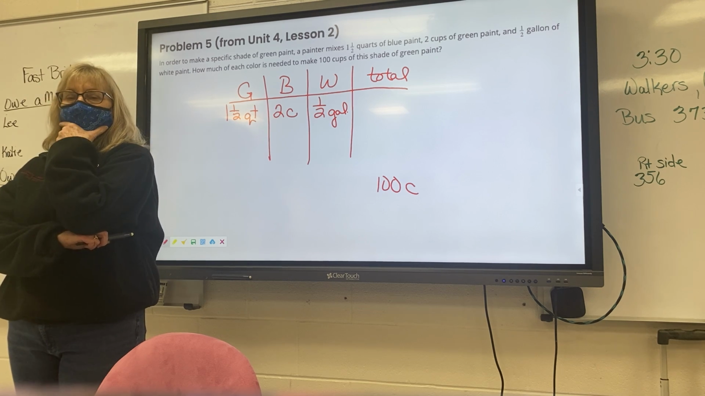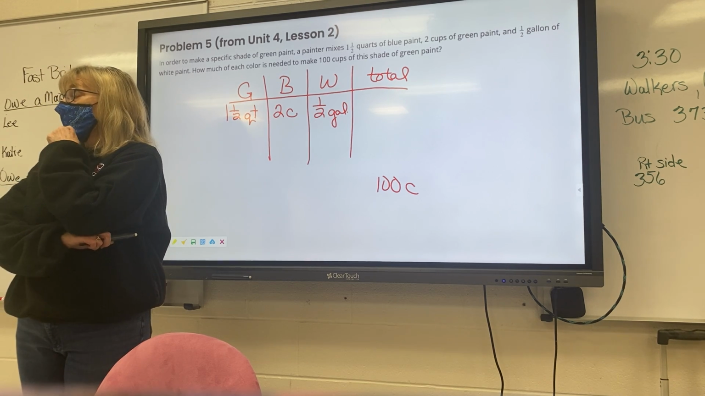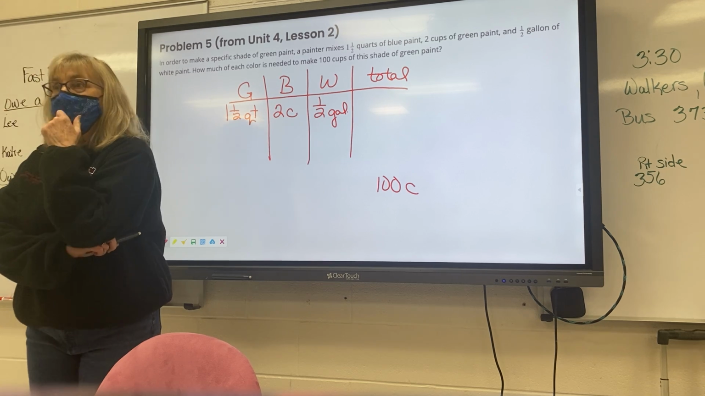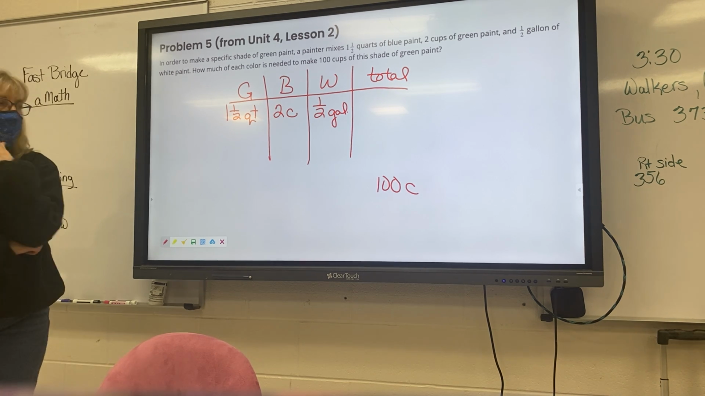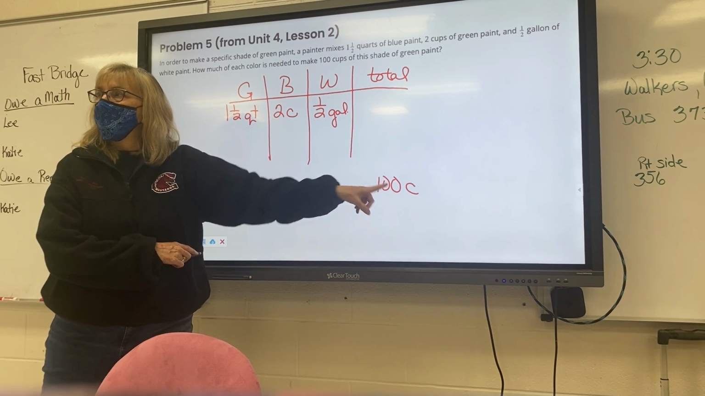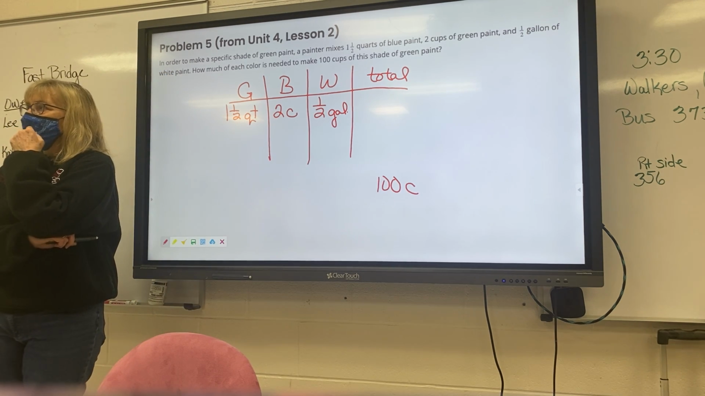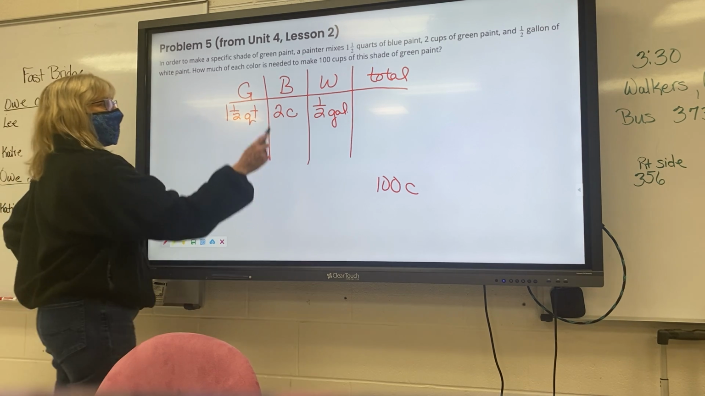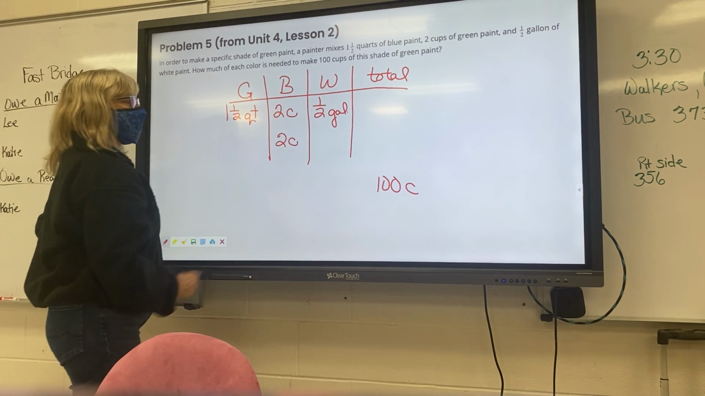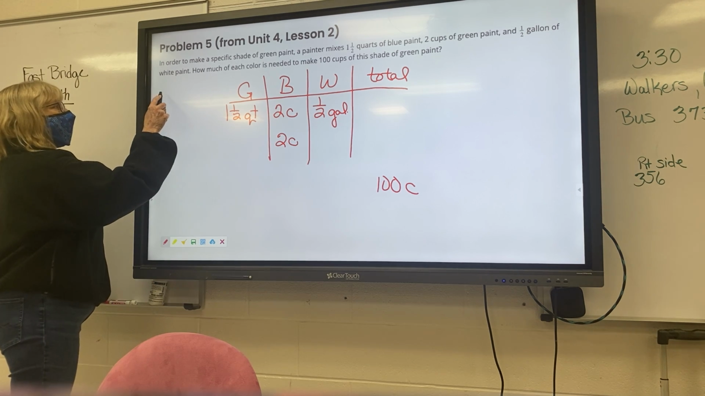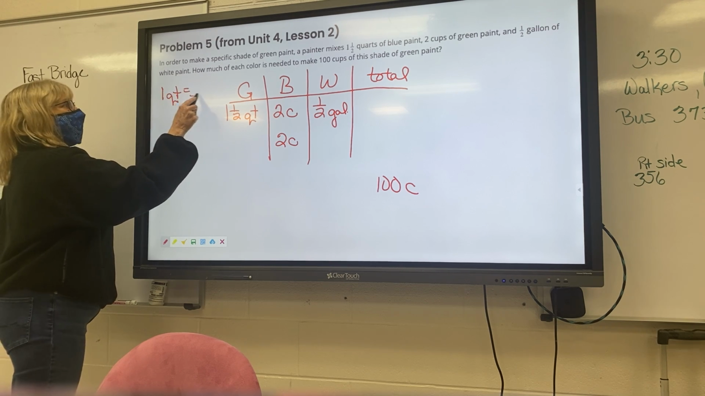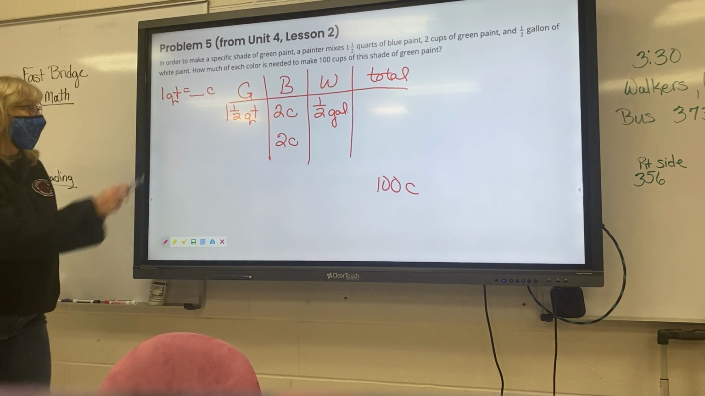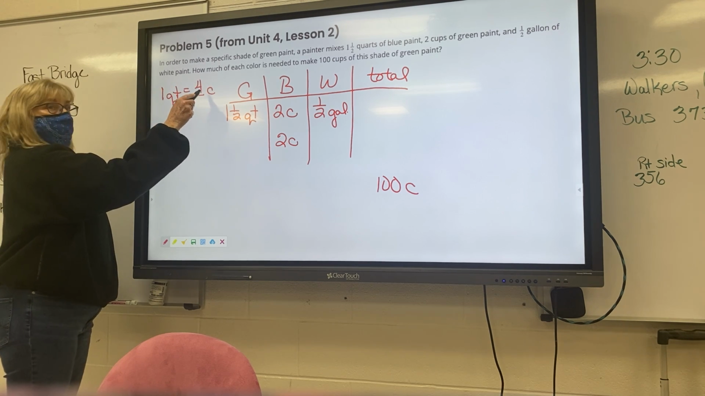So is there a problem with that? Let's start there. Yes. They're not all the same. They're not all the same units, so I can't add them together yet, can I? So I need to change them all to the same unit. Now, I want my answer to be in cups. So what do you think I'm going to change all my units to? Cups. Okay, this is already cups, so I'm just going to leave that as cups. So I need to know how many cups 1 quart equals how many cups? 4. Okay.